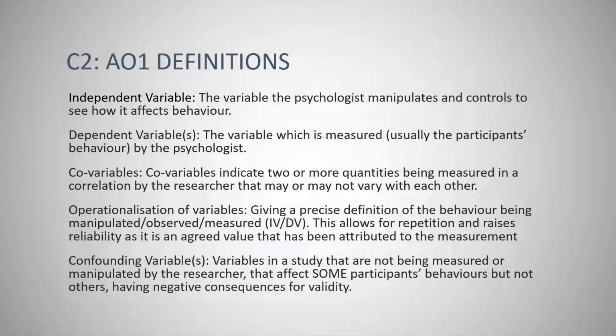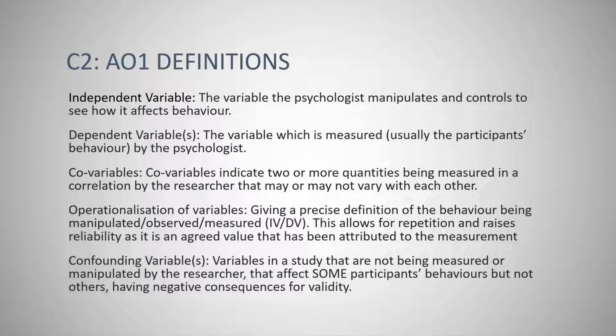So independent variable, the variable that the psychologist manipulates and controls to see how it affects behavior. The dependent variable or dependent variables, the behavior which is measured, which is usually the participant's behavior by the psychologist. Covariables indicate two or more quantities being measured in a correlation by the researcher that may or may not vary with each other. So covariables are used where a causational relationship between the dependent variable and the manipulation of the independent variable cannot be established due to the nature of the experiment.